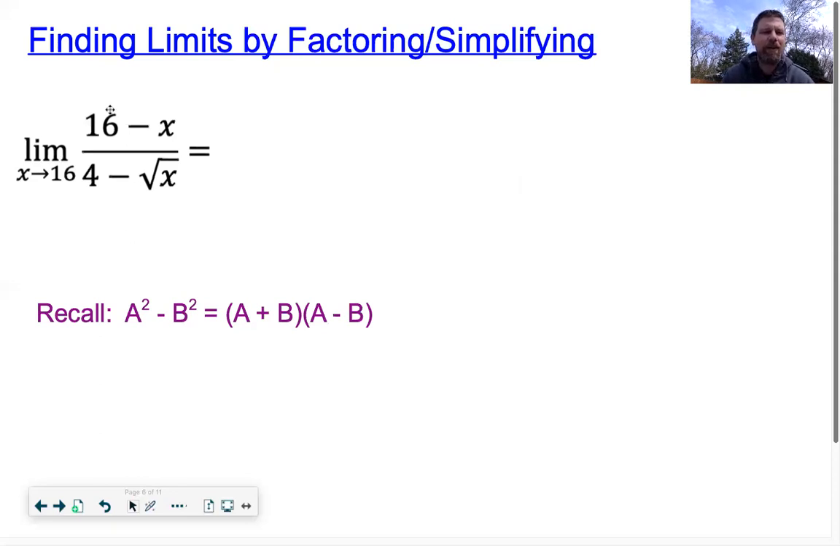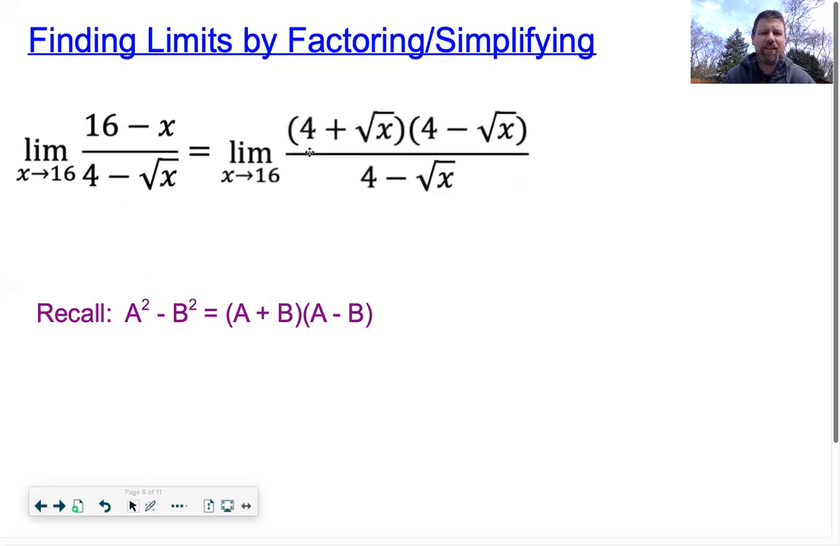If I look up here, 16 is a perfect square. That's 4 squared. X is also a perfect square. It's the square root of x squared. So I can use this handy dandy thing to factor that. I didn't want to write it out with my mouse because I'm really bad at writing with my mouse, so I did that in advance, and here it is. I can factor 16 minus x into 4 plus the square root of x and 4 minus the square root of x using this factoring shortcut that I've learned before.